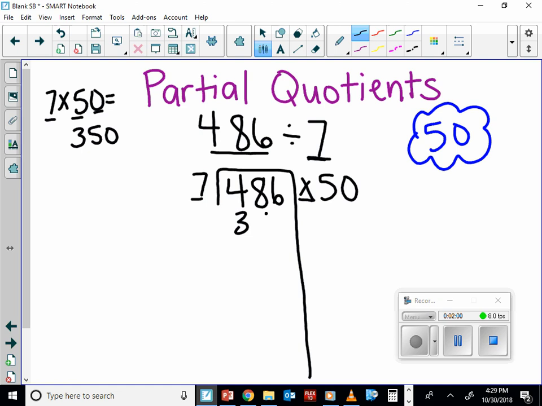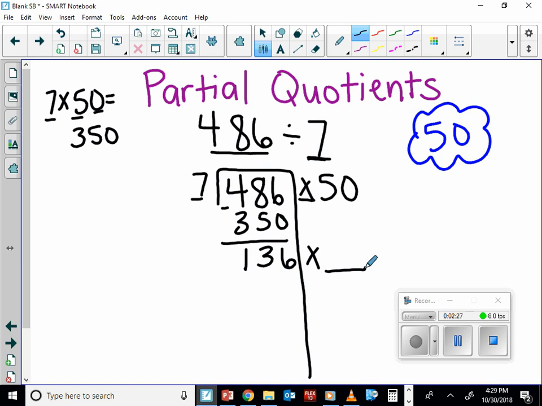So 350. Now I'm going to be subtracting. 6 minus 0 is 6. Okay. So now I have kind of a new division problem, just like in long division. Now I'm doing 7 into 136. I have to ask myself, 7 times what is going to get me as close to 136 without going over? Well, I know that 7 times 50 is 350, so it has to be something less than 50.